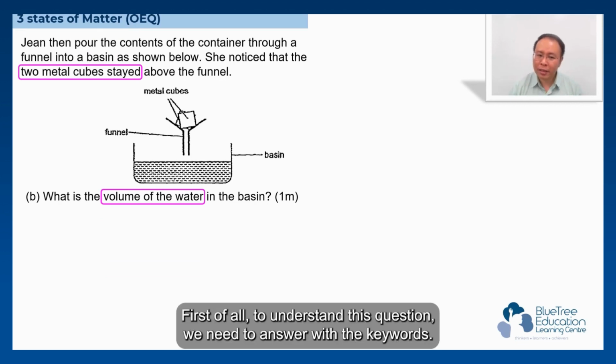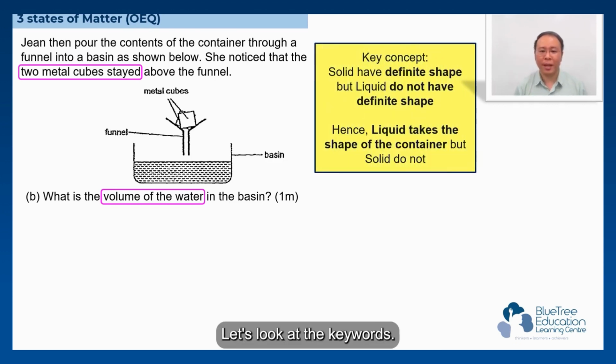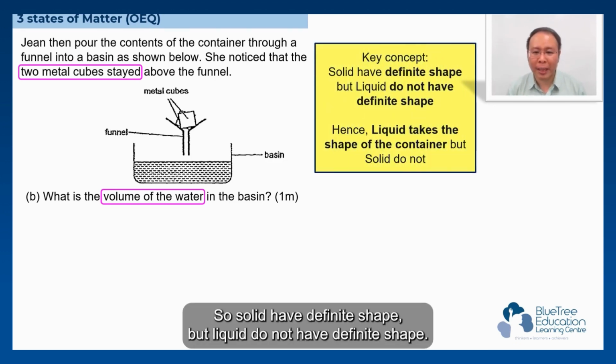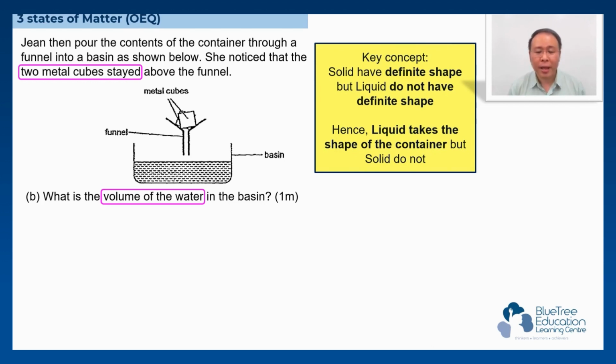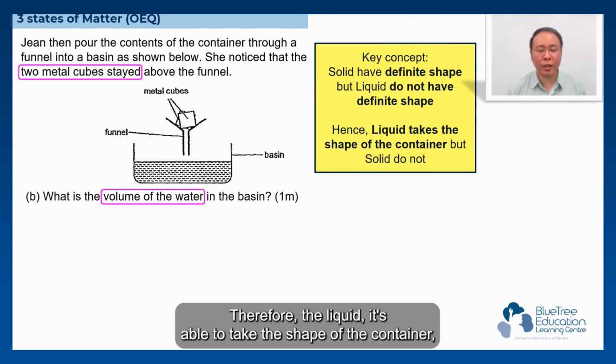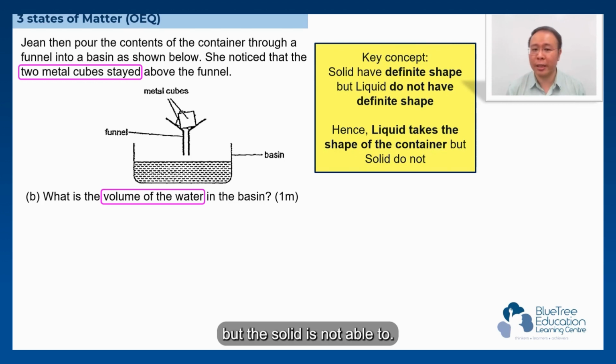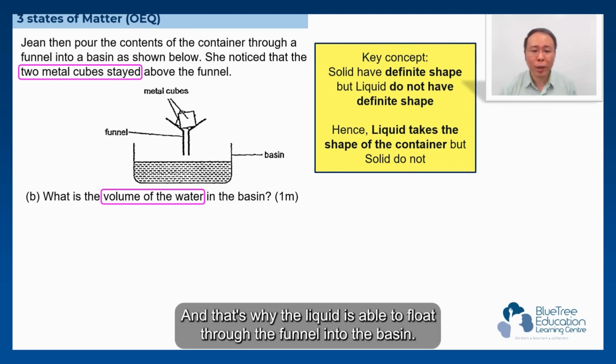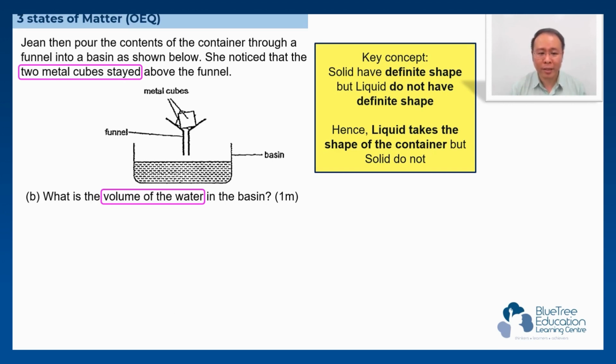First of all, to understand this question, we need to answer with the keywords. Let's look at the keywords. So solids have definite shape, but liquids do not have definite shape. Therefore, the liquid is able to take the shape of the container, but the solid is not able to. And that's why the liquid is able to flow through the funnel into the basin.